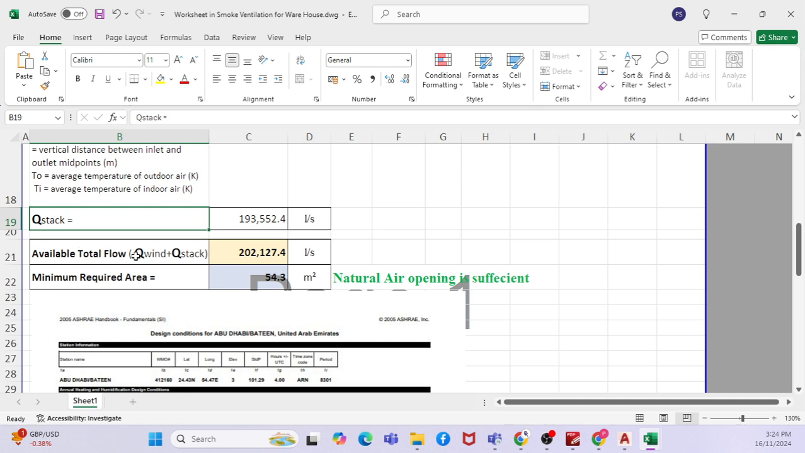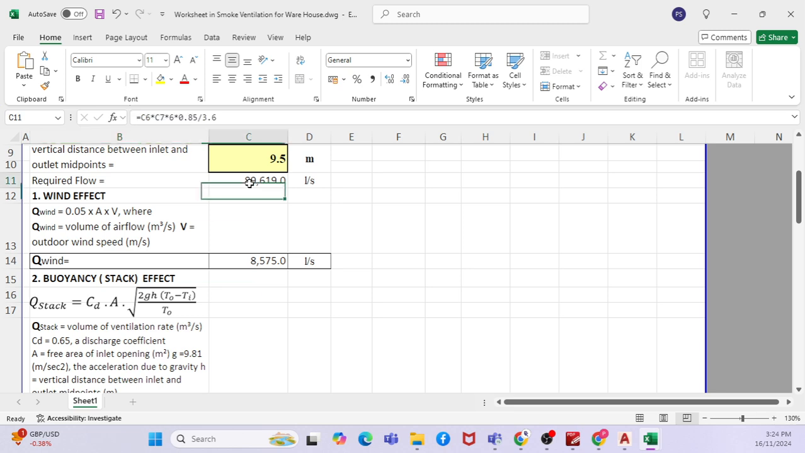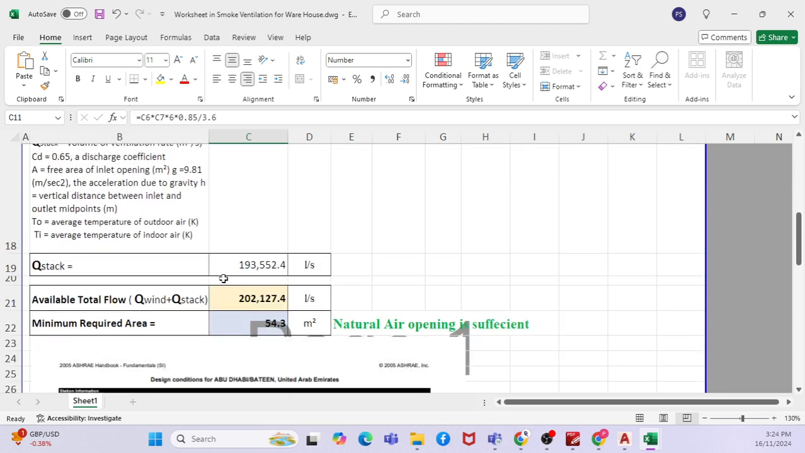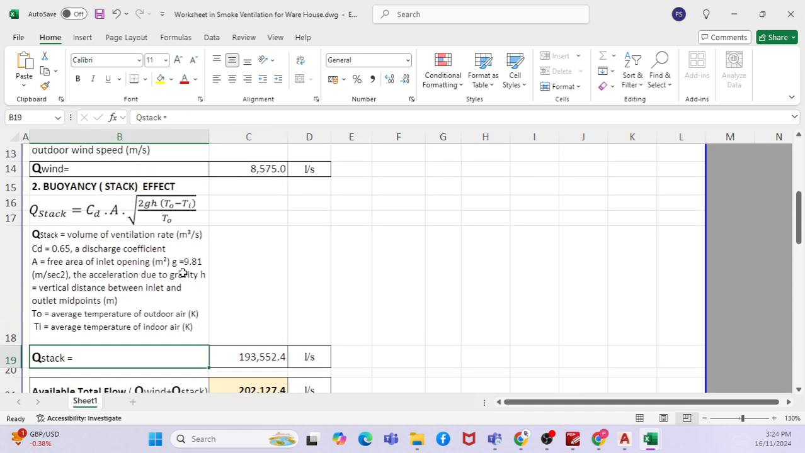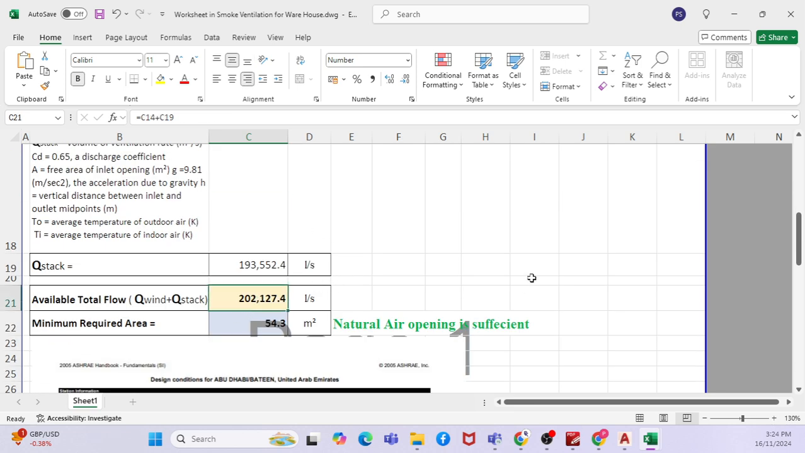But the Q that we are asking is all makeup air, basically, right? This is the required makeup, and what is the available makeup? 193,552 by means of stack and by means of wind 8,575. When you add them together, you are getting 202,127.4, which is more than what is required.